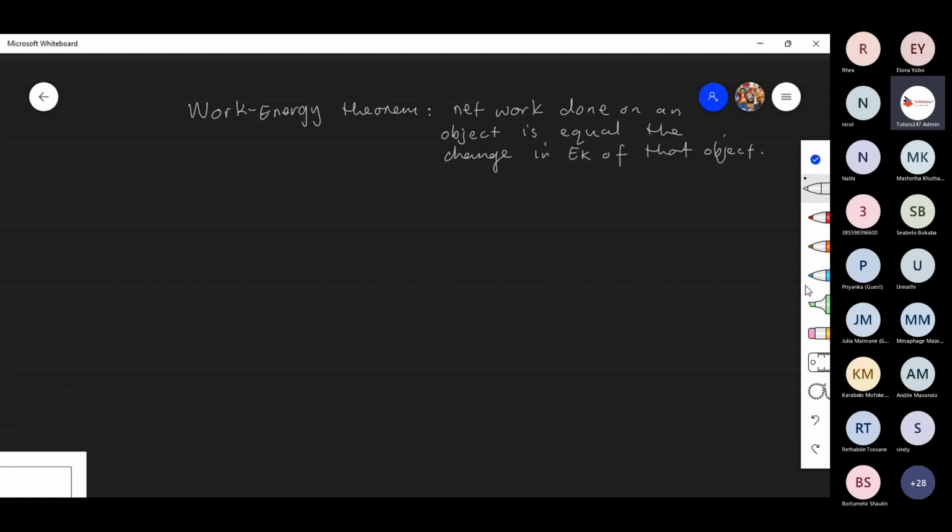So we're already familiar with the first part. We've calculated this countless times. That is net work, which is represented by W net. So the definition states the net work done on an object is equal to, so let us introduce an equal to sign, is equal to the change in kinetic energy. So we know kinetic energy or change in kinetic energy is represented as such.